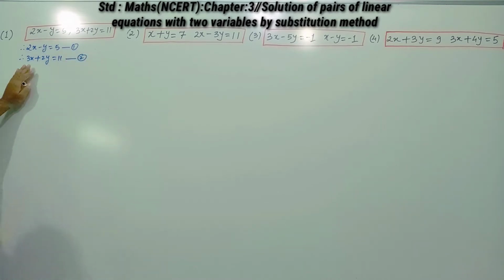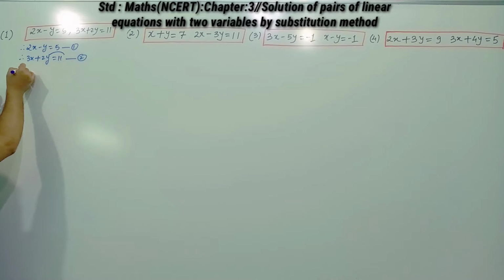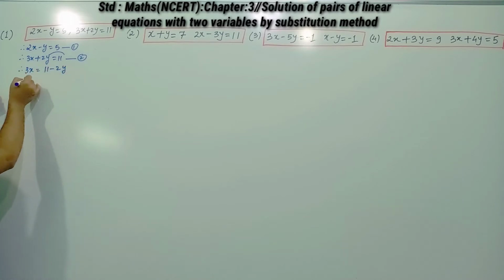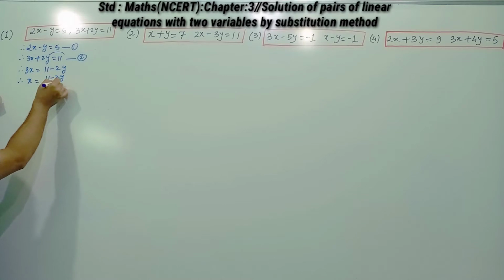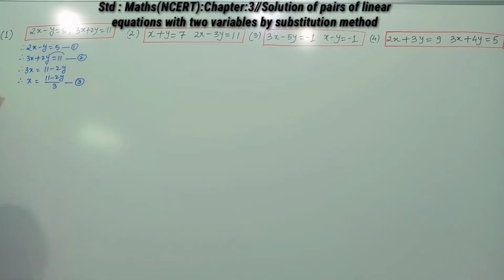Okay students, now the next step is, you will have to formulate x or y from equation 2. Either you can formulate x or y. Okay, just formulating x over here. So we are getting 3x is equal to 11 minus 2y. So the value of x will be (11 minus 2y) by 3. This is equation number 3.